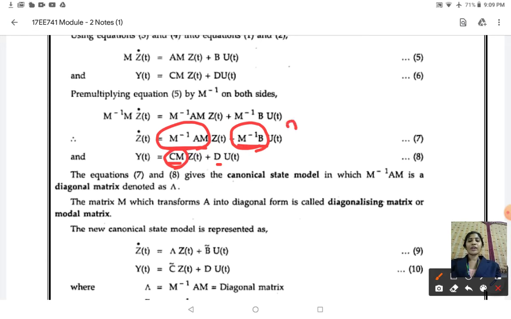So when you identify, in case in any problem they ask you to diagonalize the complete state model of the system, you need to find out what is Z dot of t and what is Y of t. M is nothing but your diagonalizing matrix or model matrix, and this complete equation is the diagonalized state equation and output equation.